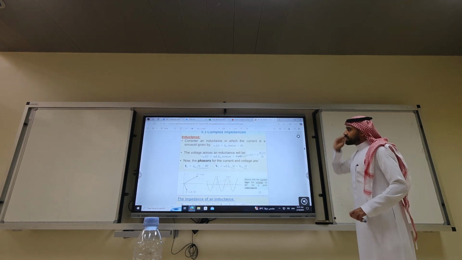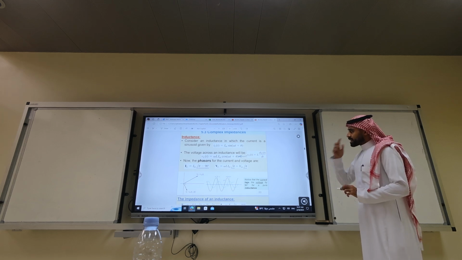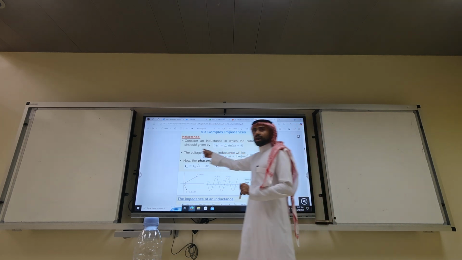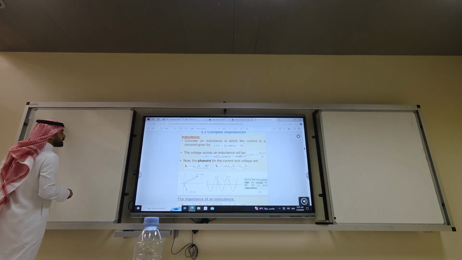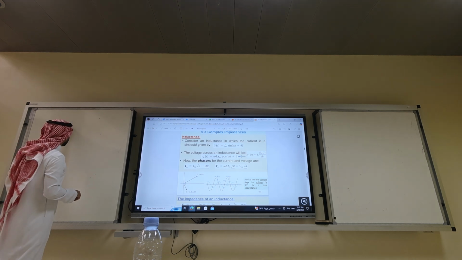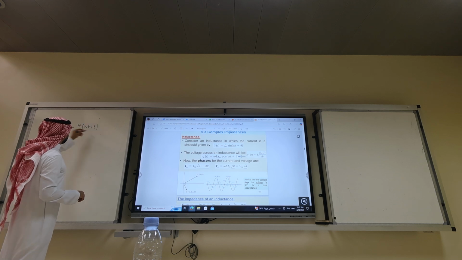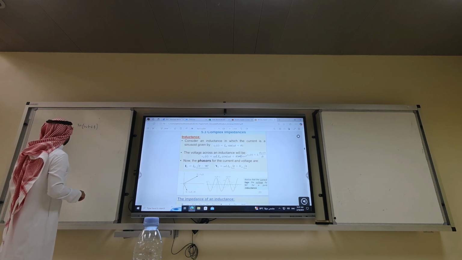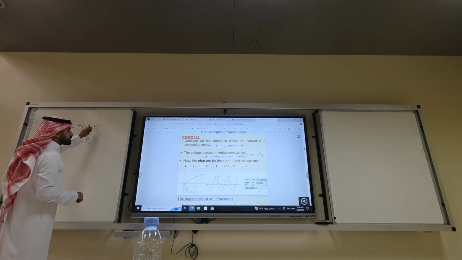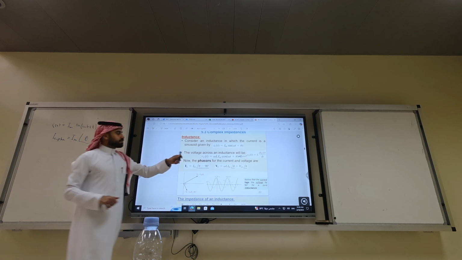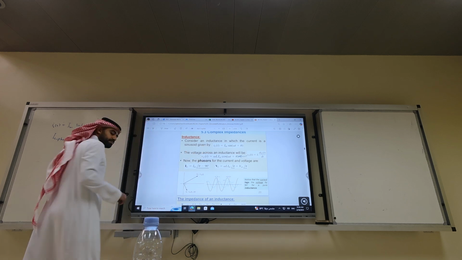Okay, consider an inductance in which the current is sinusoidal given by, now we are applying the math into electric circuits. We have I sub L of t to be I_m sine omega t plus theta. Write it in phasors. I_L phasor is going to be what? I_m angle theta. It's sine. Oh, you're right. My bad.